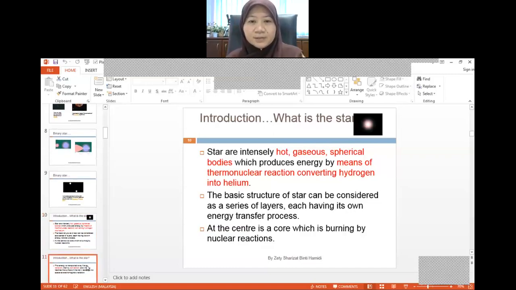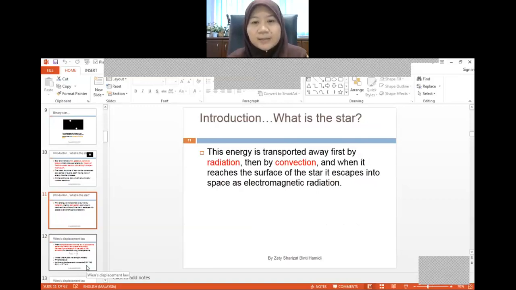Okay. So as we know, the energy is transported away by radiation first, before it becomes heavier and heavier, and then only will it do the process of convection. Because we need to understand that the convection process will happen only if there is a fluid which contains gas or maybe liquid. If not, then there will be no convection process. Most of the time it is actually the radiation process.